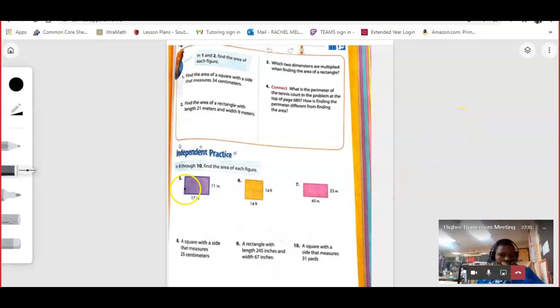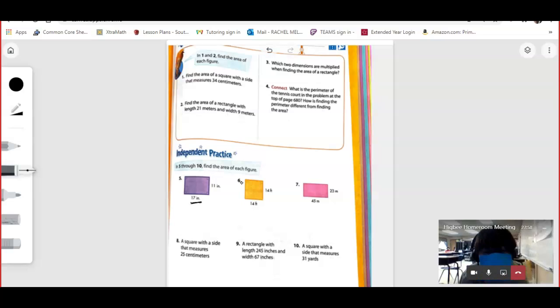All right, so we're going to do numbers 5 through 10 together. I know that's a little bit hard to see, but look at number 5. Everybody, what's the length? Can you see it? It's 17, because remember the length is the top and the bottom. So then the width is 11.